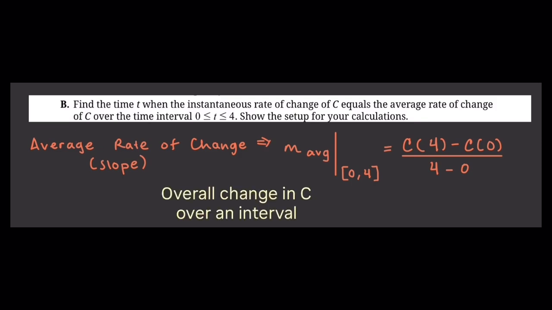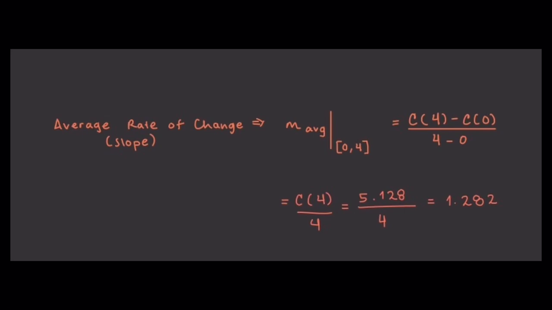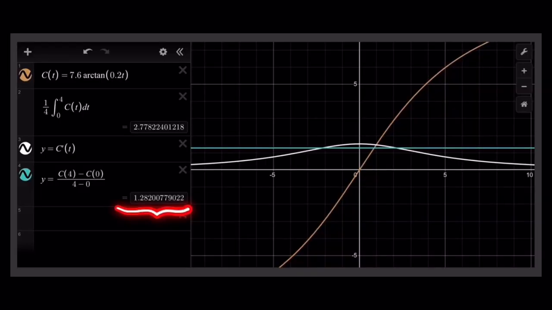because it gives the overall change in c over an interval, interpreted as the slope of the secant line from 0 to 4. And we get that t equals 1.282008. So we're finding the point where the tangent line slope equals the secant line slope.